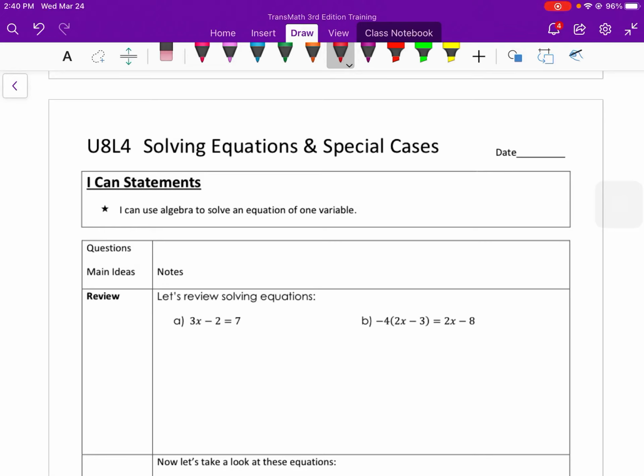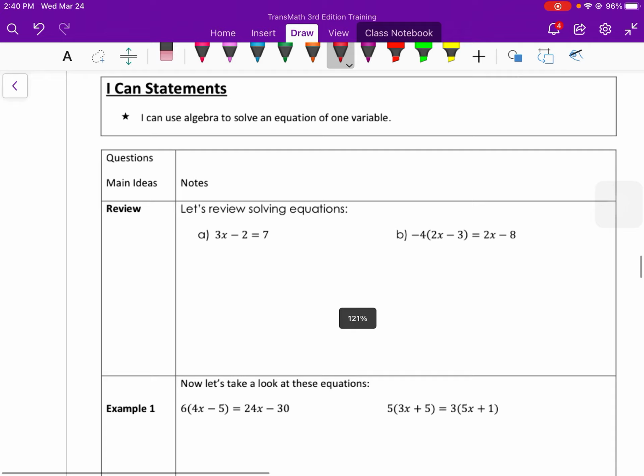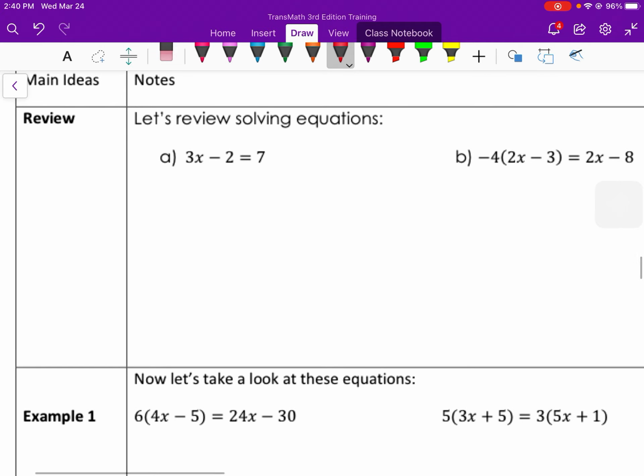All right, hi class. This is Unit 8, Lesson 4, Solving Equations and Special Cases. A lot is similar in today's lesson, but there are some new concepts that we'll go through. To start, let's review solving equations with one step or multiple steps.